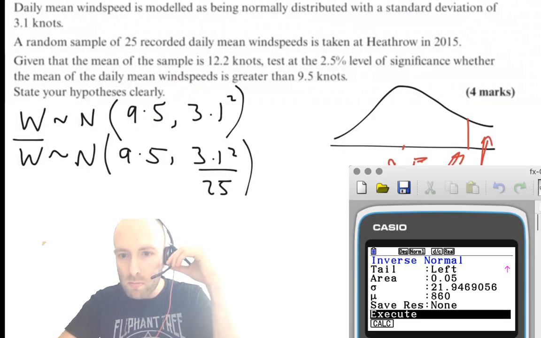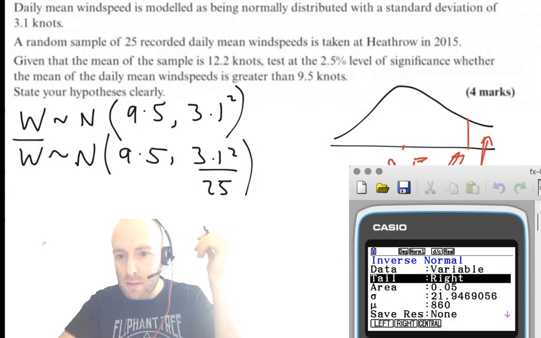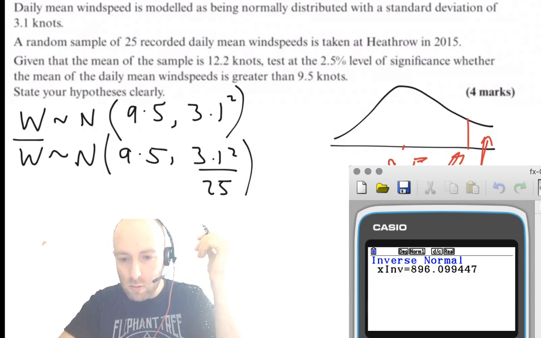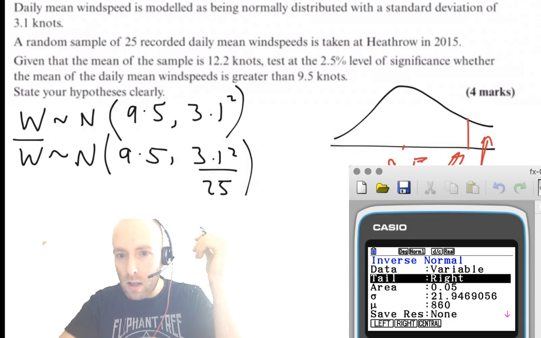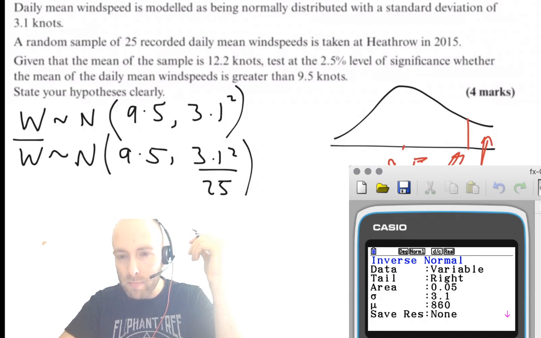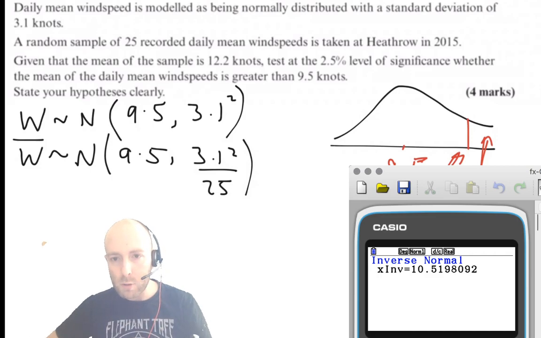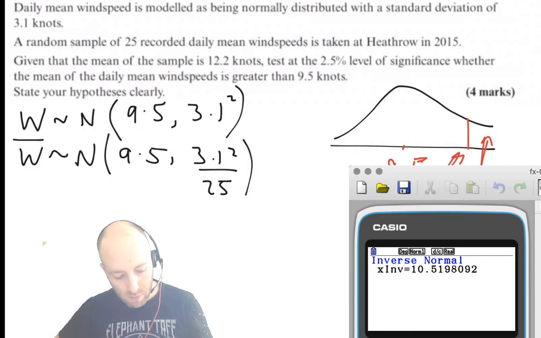Inverse normal. To the right is our tail, so if you're going to the left, you need to do 1 minus. Area 0.025. Sigma is 3.1 over root 25, which is 5. And mu is 9.5. Execute that, and we get our critical value is 10.52.